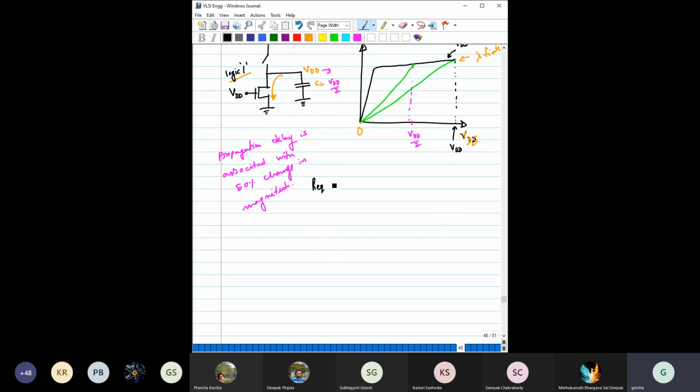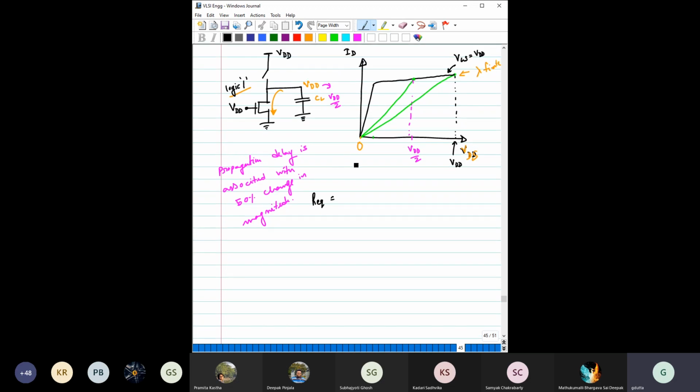So R equivalent would be equal to an average, from here to here. How do you calculate this resistance? It is nothing but V by I. Here V is this output voltage, and the current is the saturation current.